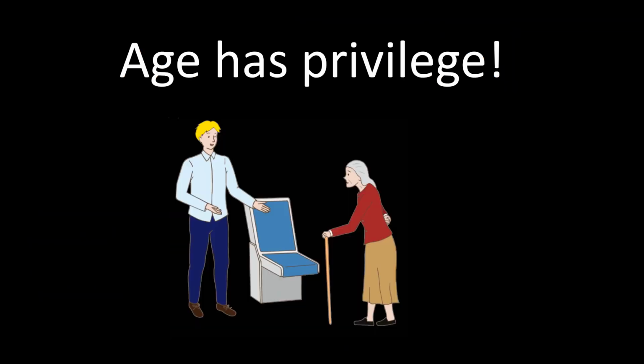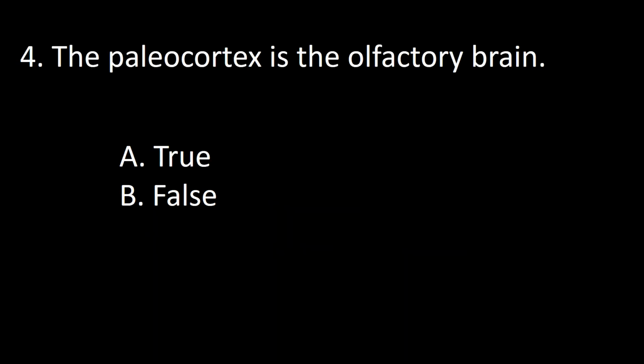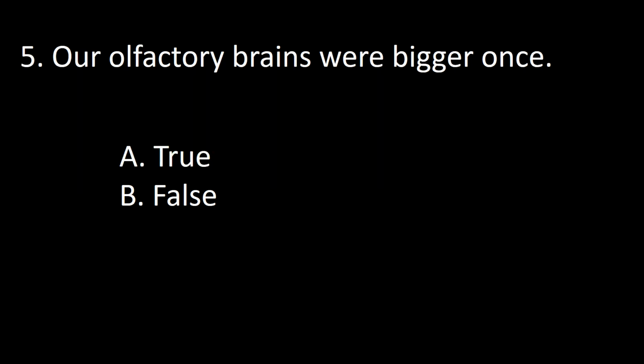The olfactory brain, by being the oldest part of the cerebral cortex, has been granted privileges, at least one privilege. Smell is the only sense that does not go through the thalamus to reach the cortex. So the answer to this question is A. Next question. Our olfactory brains were bigger ones.